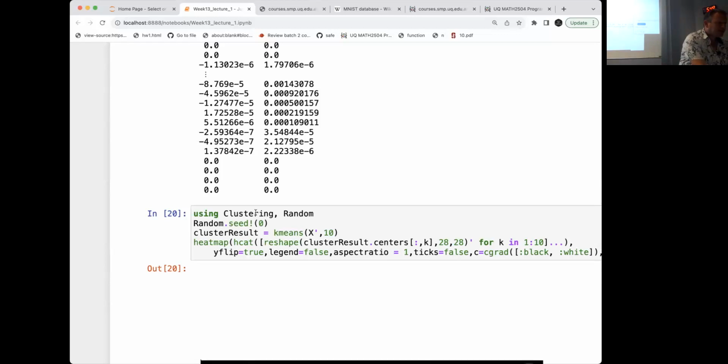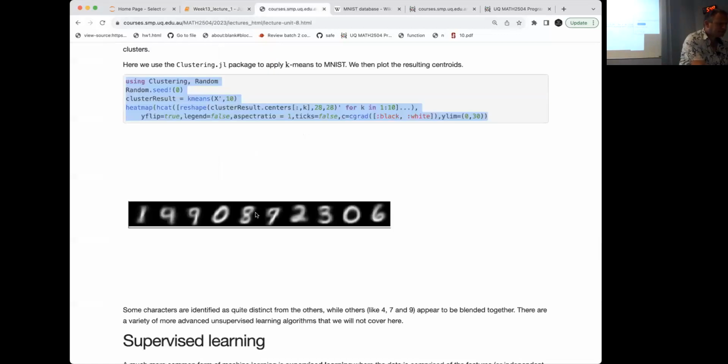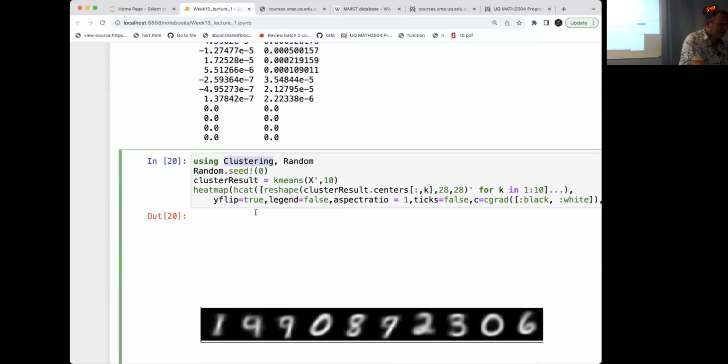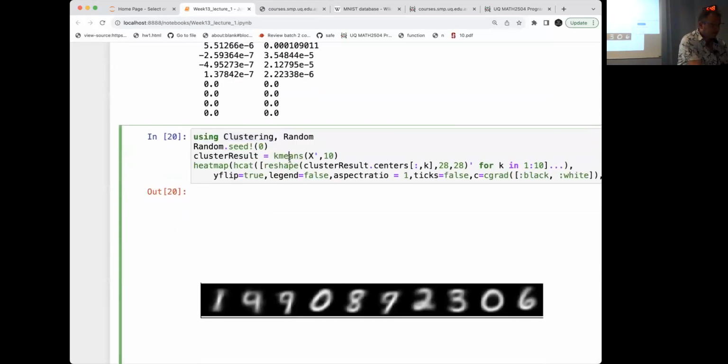And clustering, what's happening here? We're using the clustering package, and we're saying, please run a clustering algorithm on the data. Again, the clustering package likes to have the data X transposed, so not 60,000 by 784, but 784 by 60,000. The name of the clustering algorithm is K-means. Has anybody heard of K-means before? Okay, Matthew, others?